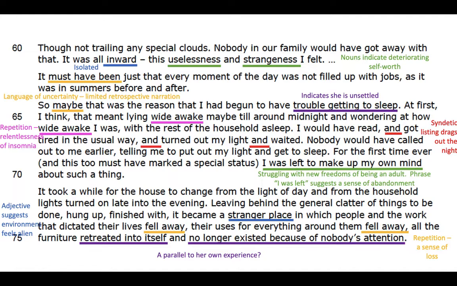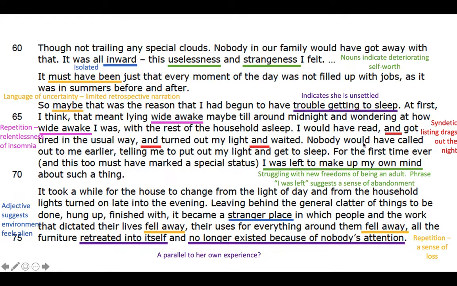And so she repeatedly mentions the fact that she lies wide awake. So the repetition of the phrase "wide awake" highlights the relentlessness of insomnia. You could also talk about the alliteration with the W sound, "wide awake." And that just emphasises the fact that she cannot sleep. Then look at the syndetic listing with the repetition of "and." It just drags the list, doesn't it? And therefore mirrors the way the night drags out. She's just waiting to fall asleep and she can't.